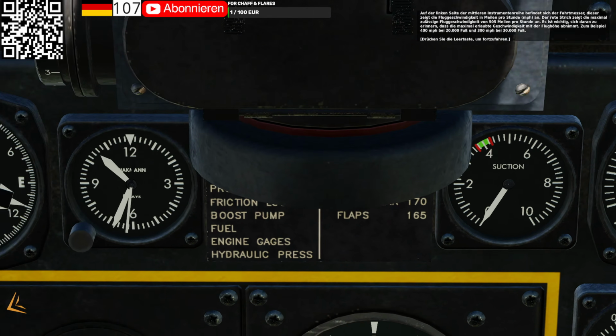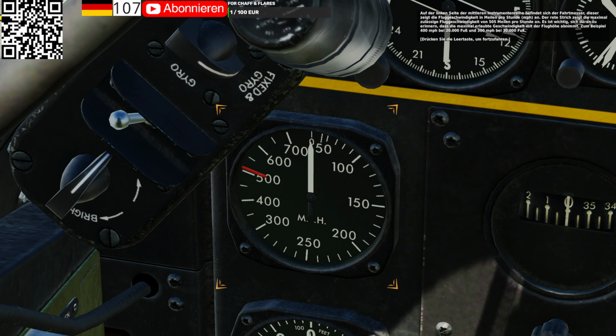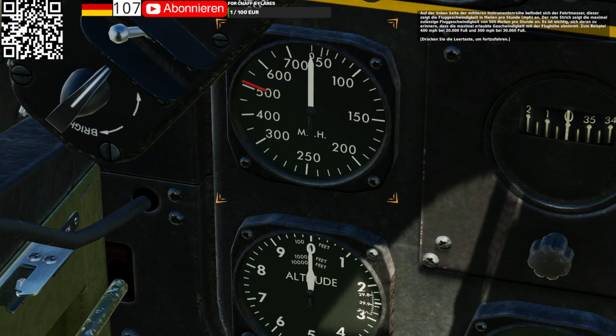On the left side of the middle row of the instrument panel is the airspeed indicator, which shows an indicated airspeed in miles per hour, mph. The red line on the indicator marks the maximum permissible airspeed of 505 miles per hour. It's important to remember that maximum permissible indicated airspeed is reduced as altitude increases. For example, it is 400 mph at 20,000 feet and 300 mph at 30,000 feet.